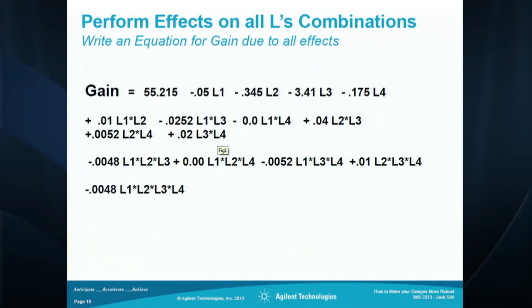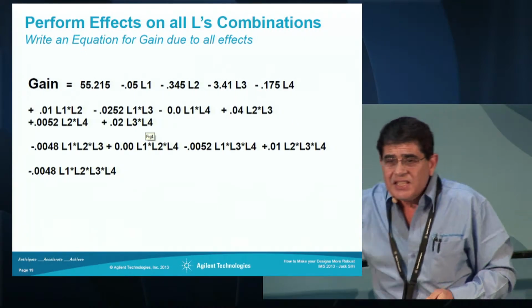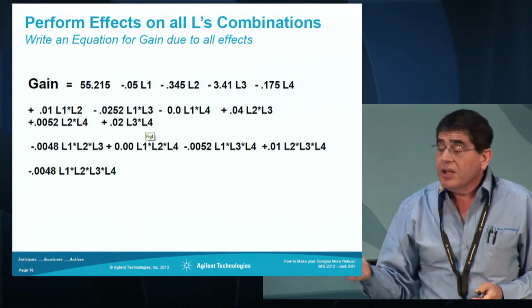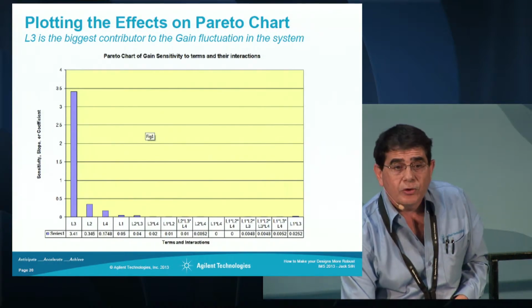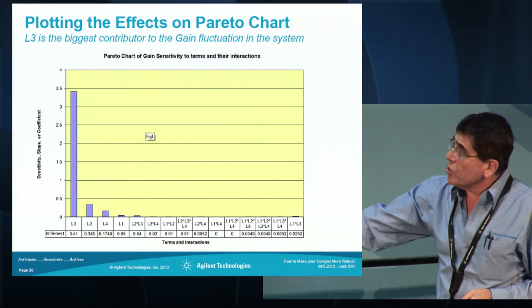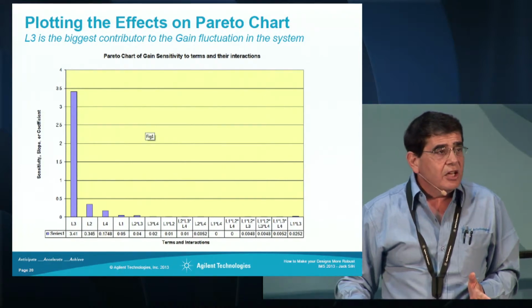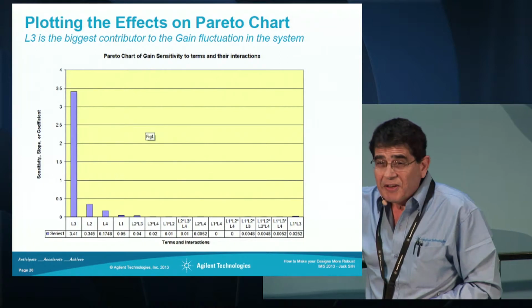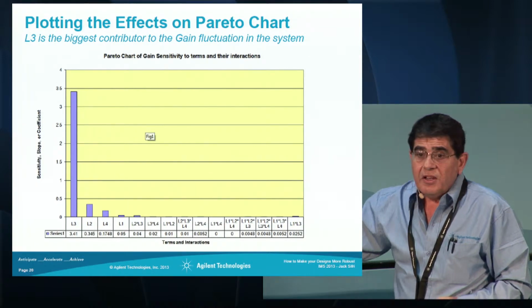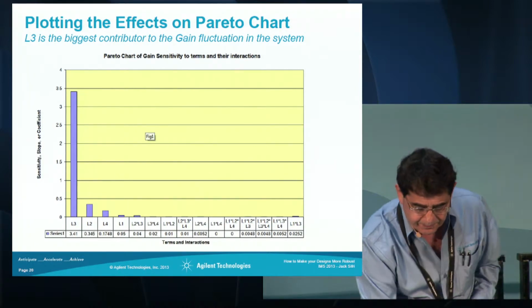So the gain is 55.2, and all these effects from the inductances. This is very difficult to look at, an equation, but you can always plot it in a Pareto chart. And the Pareto chart automatically tells you L3 is your dominant effect, is your problem. This is what you want to fix in your design if you want to make it robust.